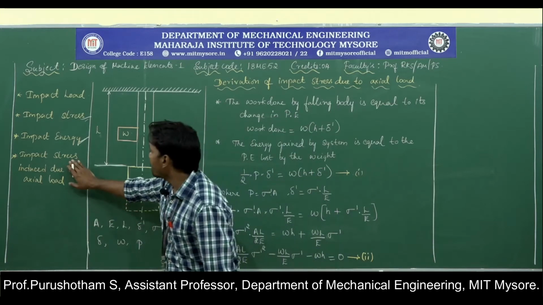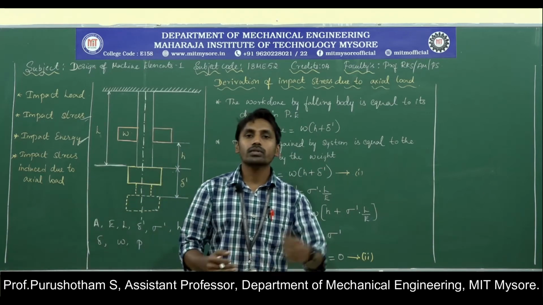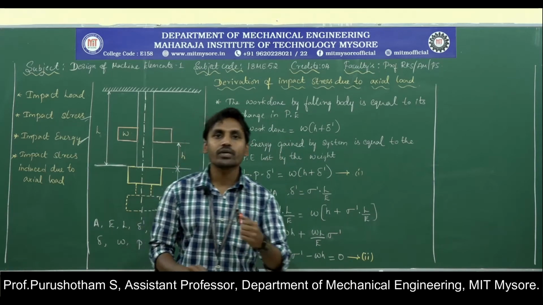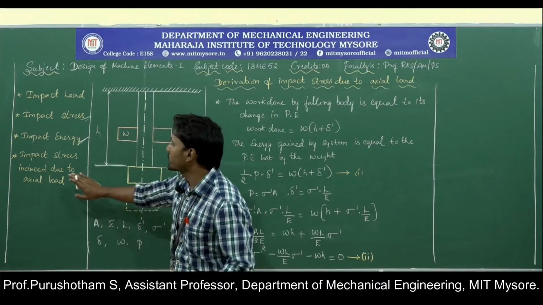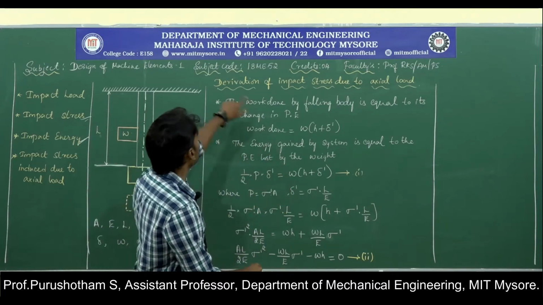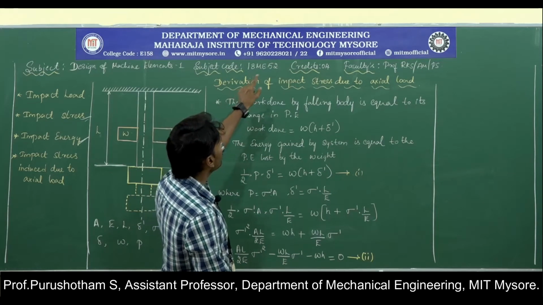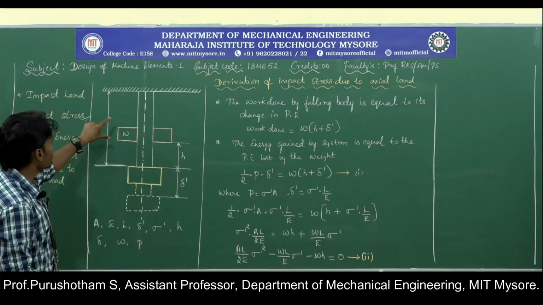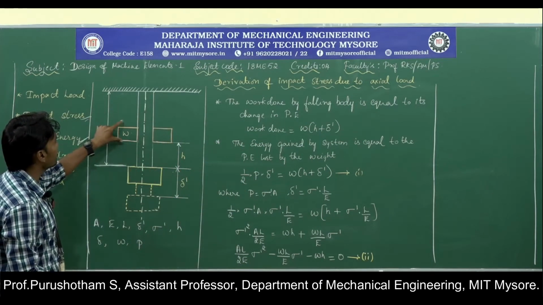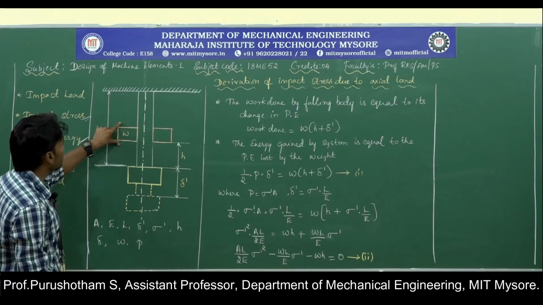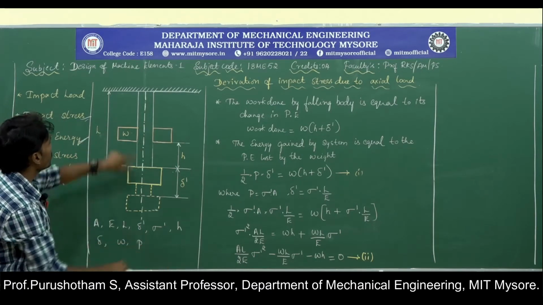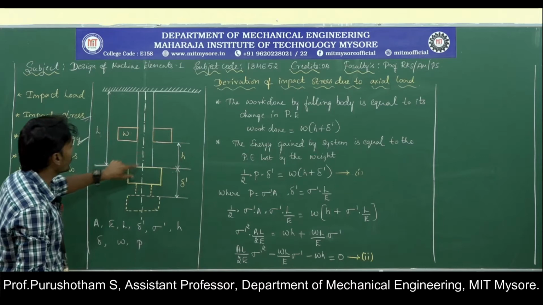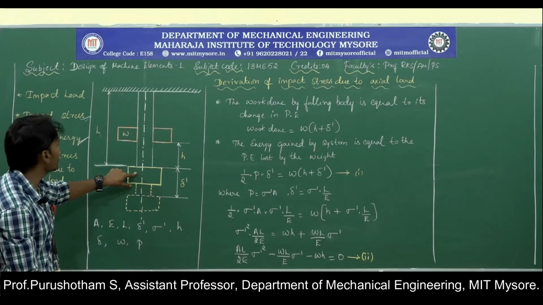Next we move on to the impact stress induced due to the axial load. The impact stresses are induced due to axial load, bending load and torsional loads. First we are going to see the impact stress which is induced due to axial load. For this purpose I am going to derive an equation to find out the impact stress induced due to the axial load. For this, I am considering this figure. Here you can see the vertical bar on which a weight of W is suspended. Now the weight W is dropped from a height of h onto one end of the vertical bar.